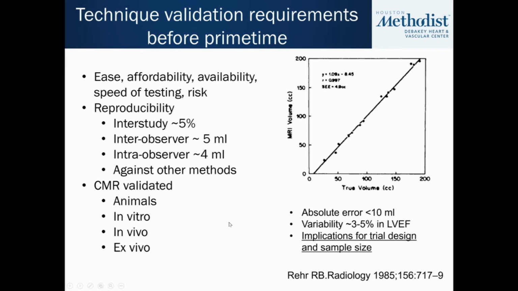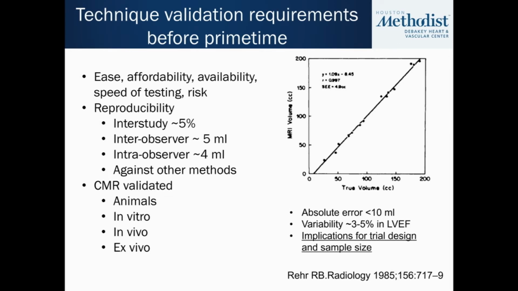But like Dr. Chang said, when you have someone with a very low EF, a very abnormal heart, all of these numbers are slightly higher for CMR. So it's not unusual to have a variation of 10, sometimes up to 15 milliliters within different studies when the heart is 500 cc's.